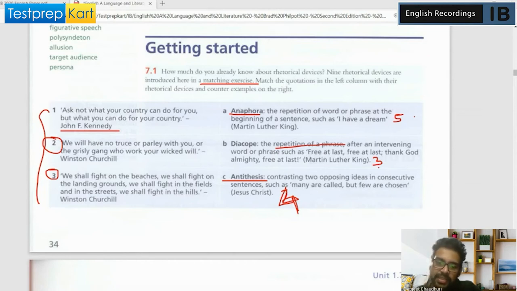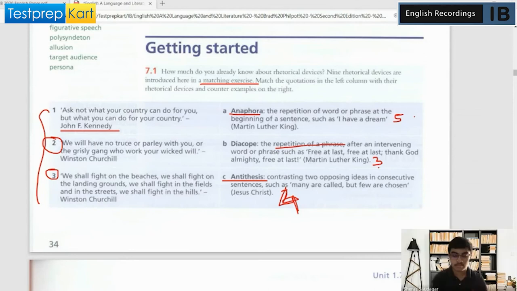So diakopa is basically the same as an anaphora, but it's not at the beginning of a sentence. Simple. Okay, we were going around the maze and the pyramid, and then we came out. Thank God we came out. The maze was a very complicated maze. Thank God we came out. So that second sentence, which I told you, would be your diakopa.